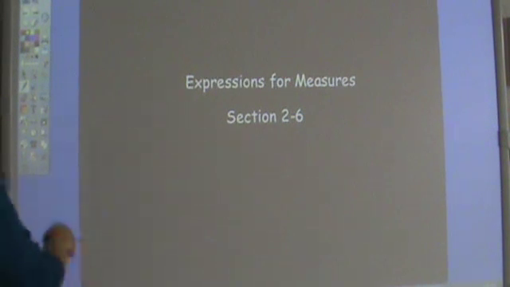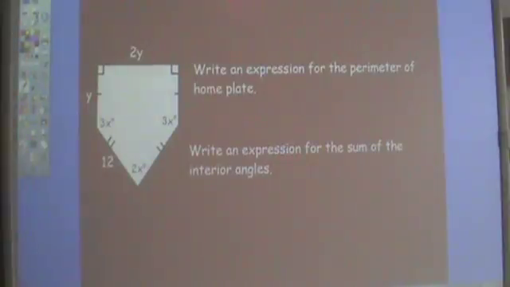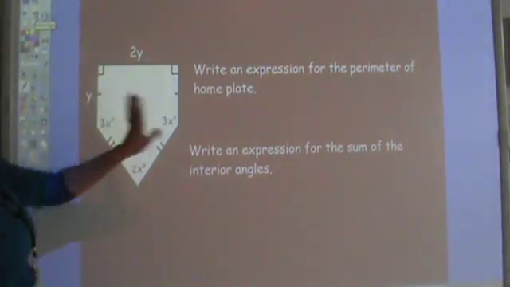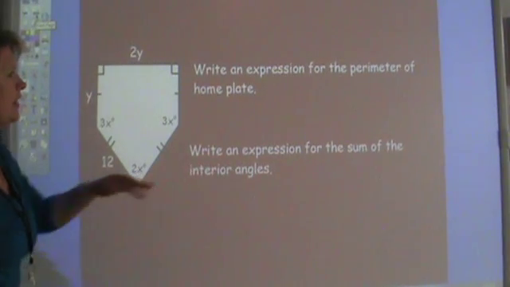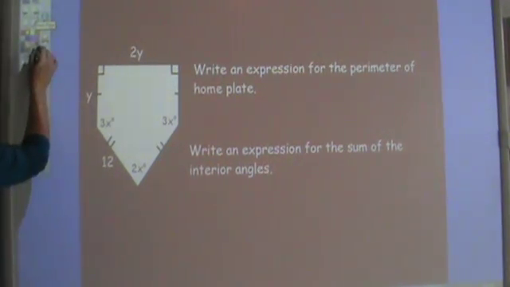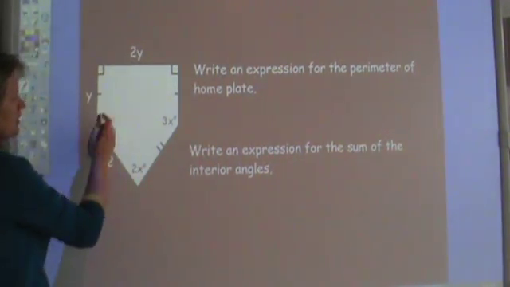Okay, we're looking at expressions for measures. So I made what looks kind of like home plate here. We're going to do the perimeter of home plate and some of the interior angles of home plate. Okay, so remember the tick marks.